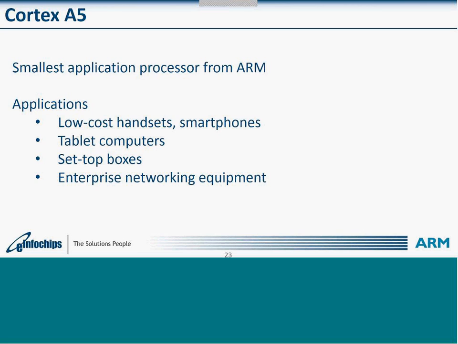A quick note on Cortex A5. Cortex A5 is one of the smallest application processors from ARM. So it's really targeted for applications like low-cost handsets, smartphones, tablet computers, set top boxes, and enterprise networking equipment. For this project we have chosen A5 because this was our IT chip. We basically want to target low power, so that's why we have chosen A5 for our implementation.